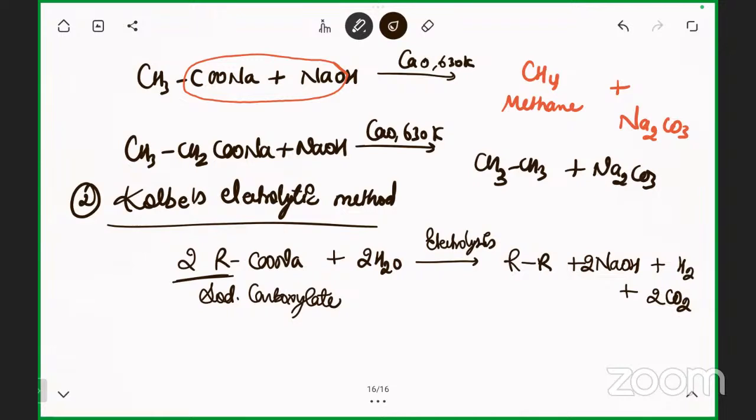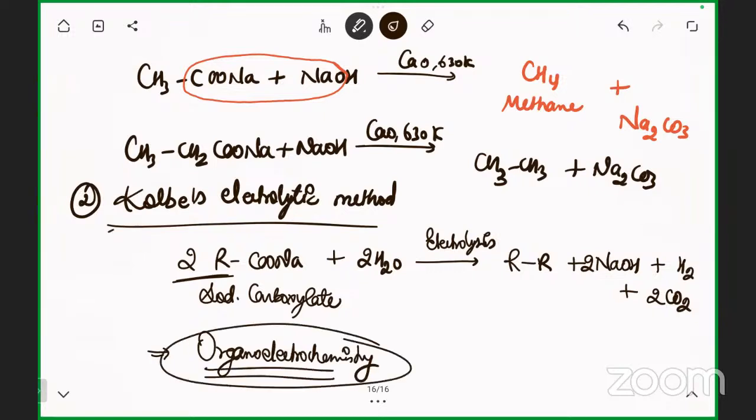So when we are using electricity to dissociate the molecule, that's why we are calling it what? Kolbe electrolytic method. This particular reaction, the Kolbe electrolytic method, is the method which developed organoelectrochemistry. There's a branch in organic chemistry called organoelectrochemistry. This particular reaction gives the foundation of this type of chemistry.